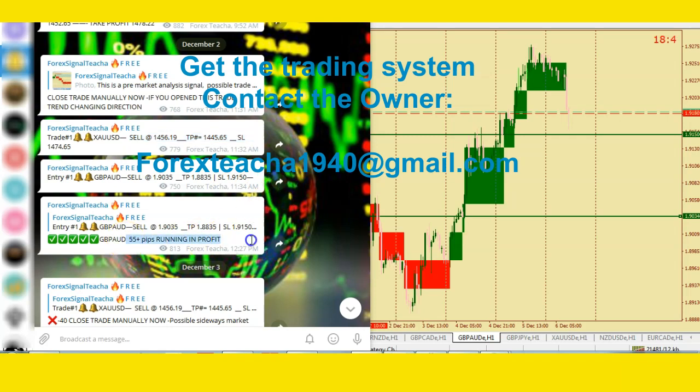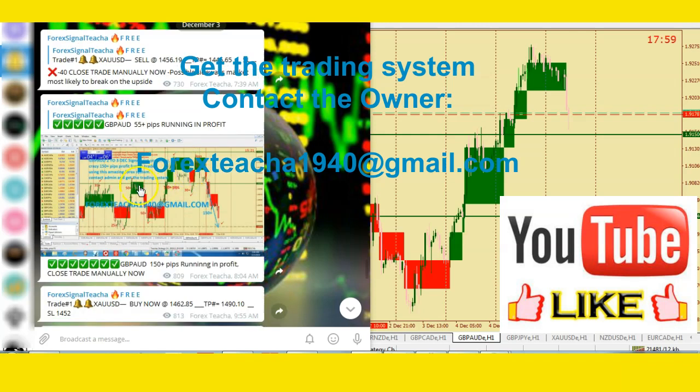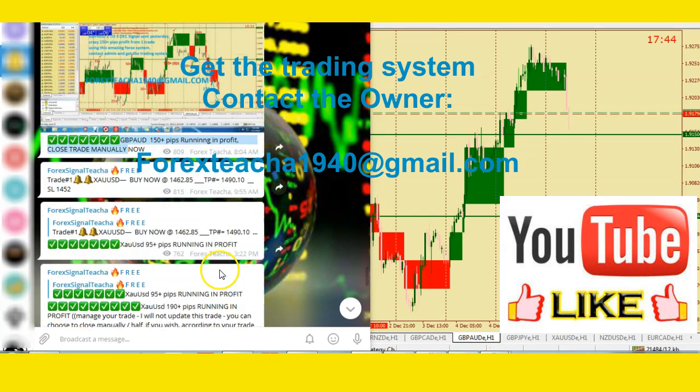So this was 55 pips on the same day, and then it kept on going down, like you can see here. This was updated now, closed manually at 150 pips. This trade I also sent in the group. And then you also see that there was another signal which I sent the same week.